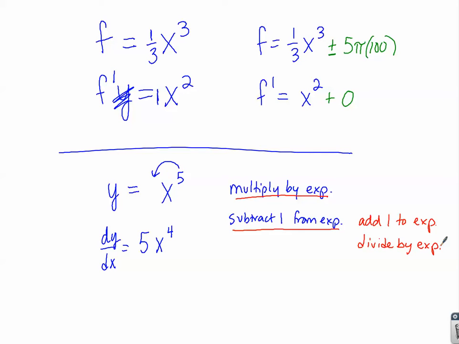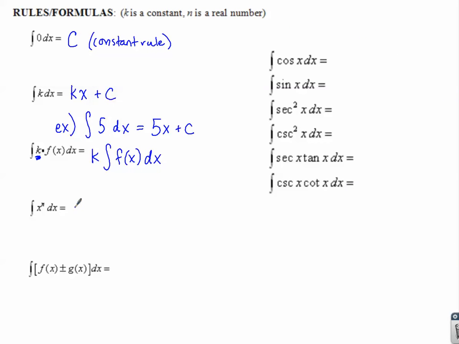So here's what that looks like. Add 1 to the exponent, divide by the new exponent. Of course, we always have a constant of integration plus c. So for example, I'm doing the antiderivative of x to the 8th with respect to x. I add 1 to the exponent, divide by the new exponent, plus a constant of integration.